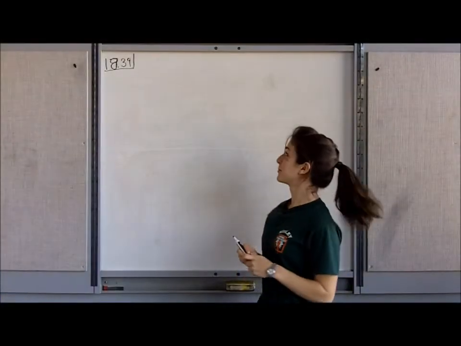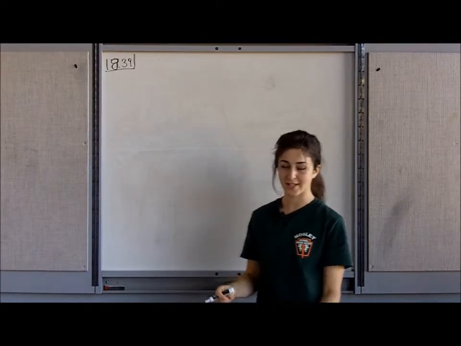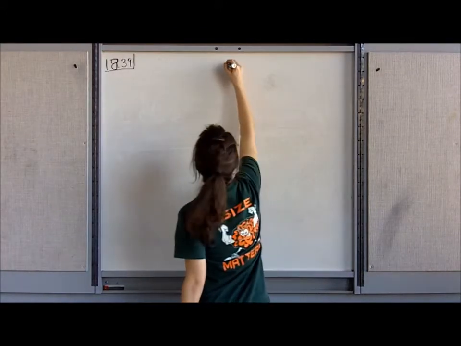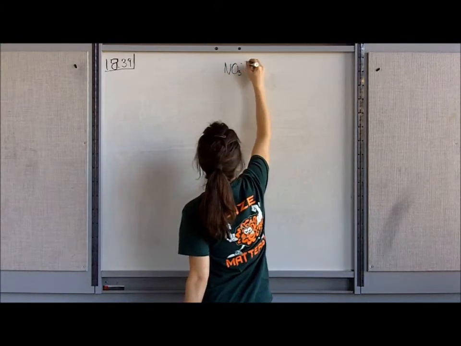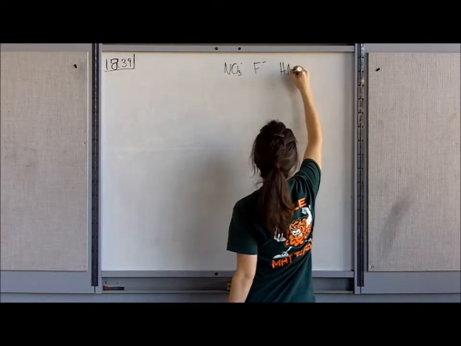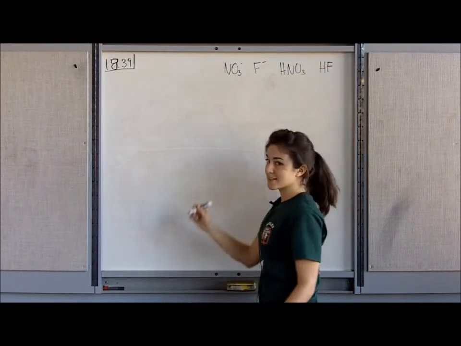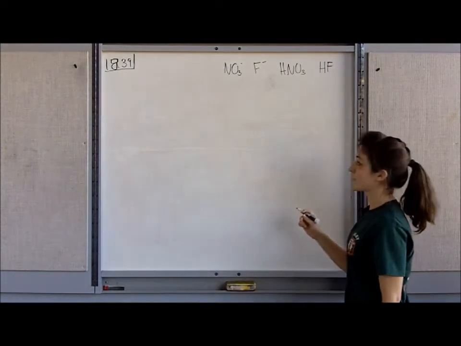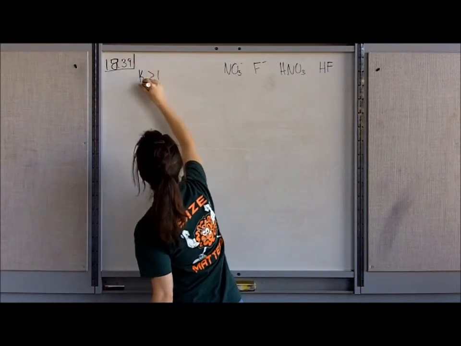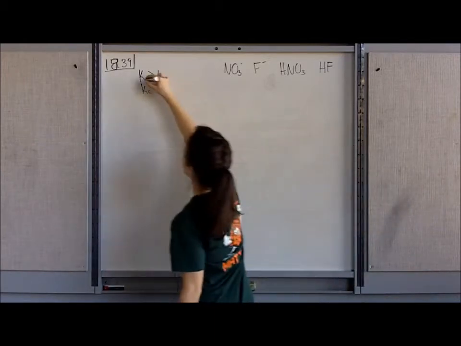Today we're going to be doing problem 18.39, and this is a question that asks you to understand Kc qualitatively. They give us three species: NO3 minus, F minus, nitric acid (HNO3), and hydrofluoric acid, and they're asking us to make two equations, one where Kc is greater than 1 and another where Kc is less than 1. So we'll start with the first part here.